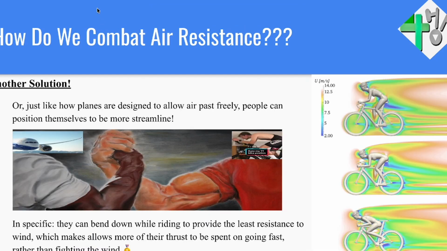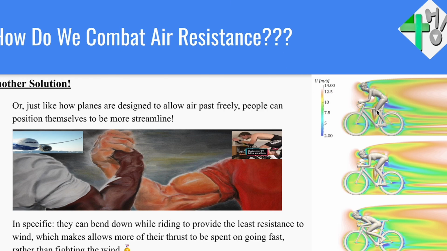Another solution on how to combat air resistance is that, just like how planes are designed to allow air to pass freely, people can position themselves to be more streamlined. Specifically, what do we mean by streamlined? They can bend down while riding to provide the least resistance to wind, which allows more of their thrust to be spent on going fast rather than fighting the wind.